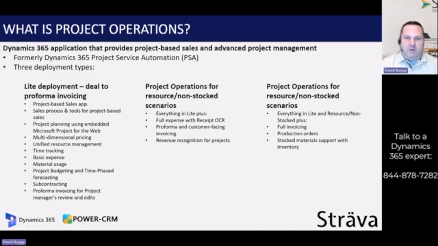The third and most advanced deployment model of project operations is for resource and stocked scenarios. Sorry, that's a typo, but that's everything in the light, everything in the non-stocked. In addition, you get full invoicing, production orders, and stocked materials, which are items that you keep in inventory. So if you're a roofing company, you probably keep tar and roofing shingles in stock. That's what stocked materials are compared to the non-stocked in the first two scenarios. I know it's a lot.